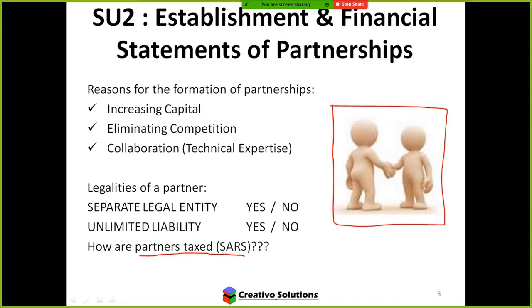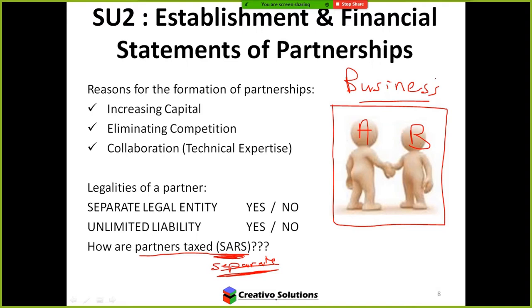You said individually. Correct. Very important. So when partners are taxed, A will have to submit their own return to SARS. B will have to submit their own return to SARS. So in the eyes of SARS, they're separate. If they're separate, when they're conducting their business, is the business separate? No, the business belongs to A and B. But when you're looking at their personal affairs, SARS will look at A's own individual tax affairs, and the same thing with B.